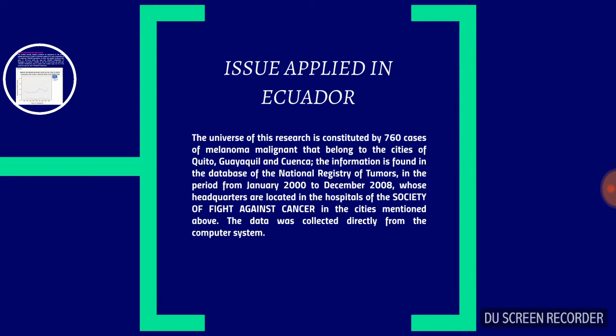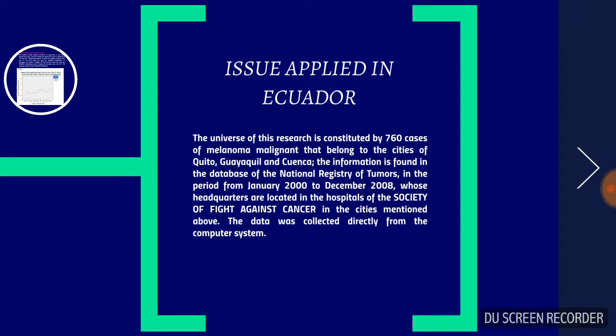The study was applied in Ecuador. The universe of this research is constituted by 60 cases of malignant melanoma from the cities of Quito, Guayaquil, and Cuenca. The information was found in the database of the National Registry of Tumors for the period from January 2000 to December 2008, whose headquarters are located in the Hospital of the Society of Fight Against Cancer in the cities mentioned above. The data was collected directly from the computer system.